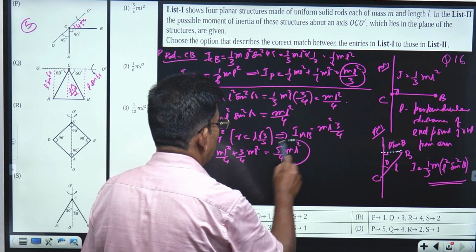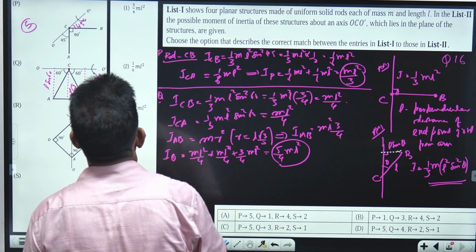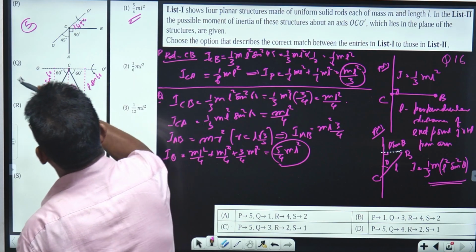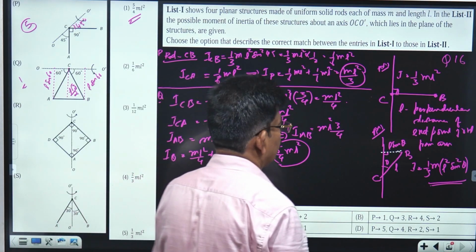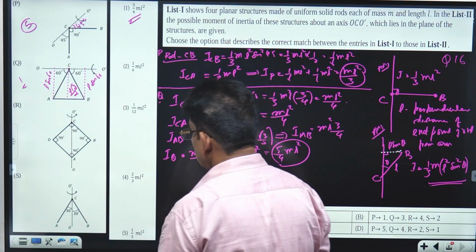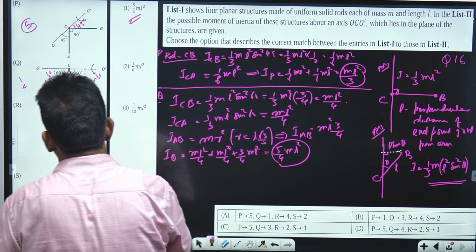Yes, we have the answer or not? Let us check. Yes, 1. So Q matching with 1. Okay. Now we come to the figure R.